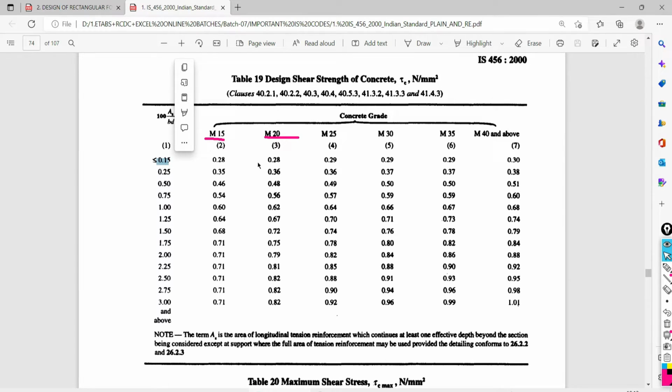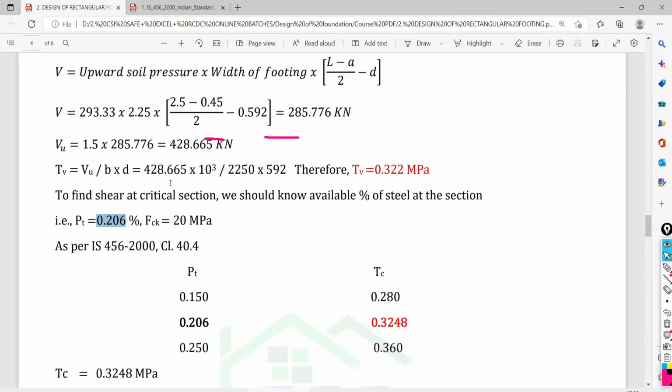So for 0.15 the value is 0.28, and for 0.25 the value is 0.36. Let me put all these values here. We want to know the value of critical shear for the percentage of reinforcement as 0.206.